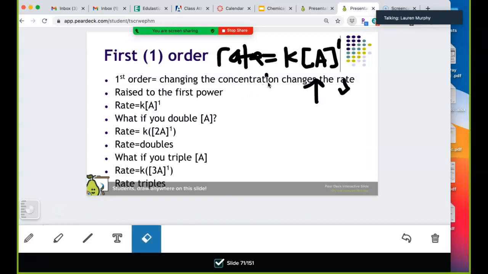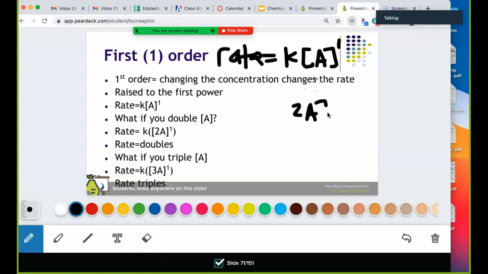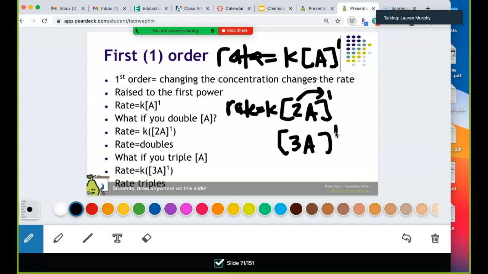So what happens now? We have some substance A, all right? It has a set concentration. And then I go in and I double it. What happens if you double it? Well, 2 to the 1 is 2. So whatever this rate was initially, it's going to double. So what happens if I triple the concentration and it's first order? Well, if it's first order, this is a 1, right? 3 to the 1 is 3. So the rate would also triple.